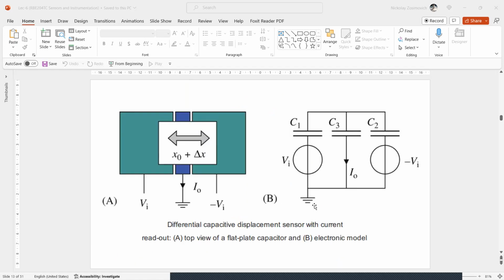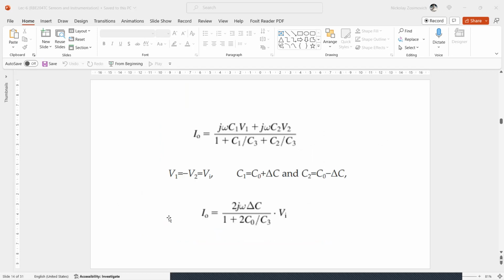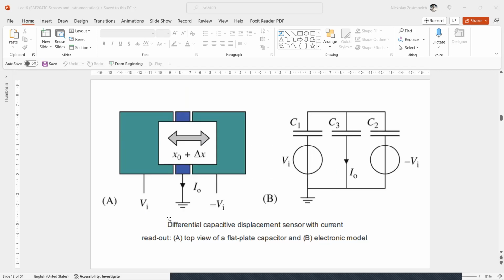So we should notice that C3 does not change with displacement because its surface area remains unaltered. In the case when we have V1 equals minus V2, simply V i, the output current I is directly proportional to the capacitance difference, C1 minus C2, C1 and C2, as you can see.